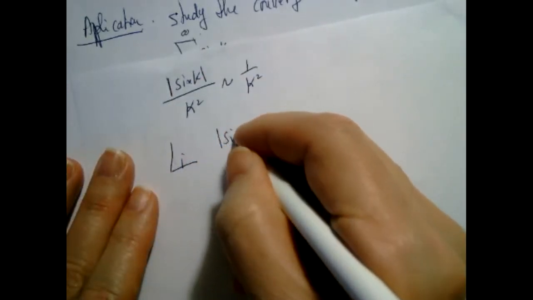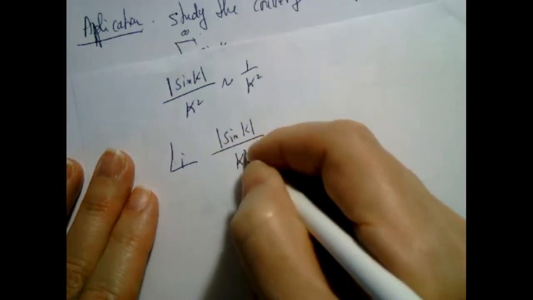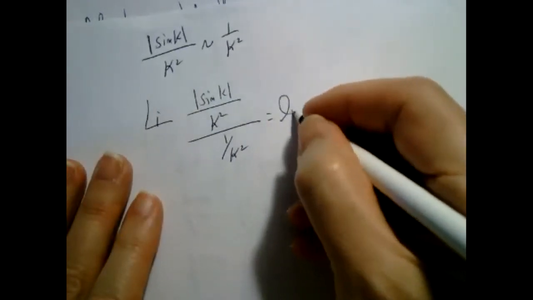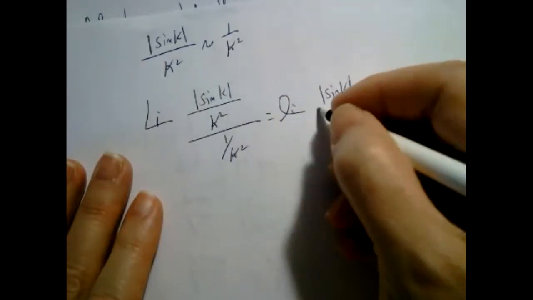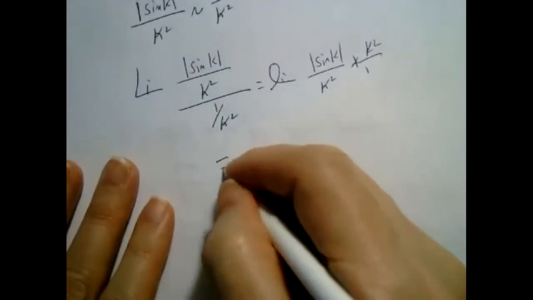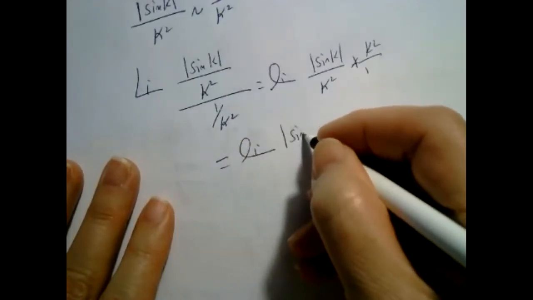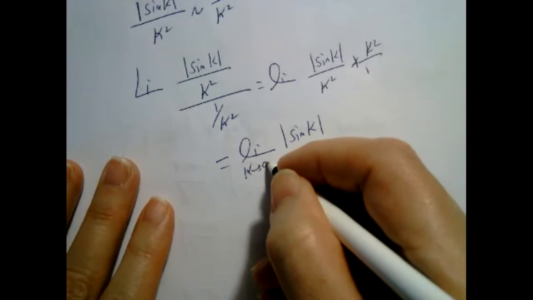So I take the limit. I have to show you the absolute value of sine k over 1 over k squared. If I do the algebra, I get sine k over k squared times k squared over 1, which is the limit of the absolute value of sine k. Now, what's the limit of that? I want you to think a little bit. What happens to sine k when k goes to infinity? Does the limit exist? Exactly, it does not exist.